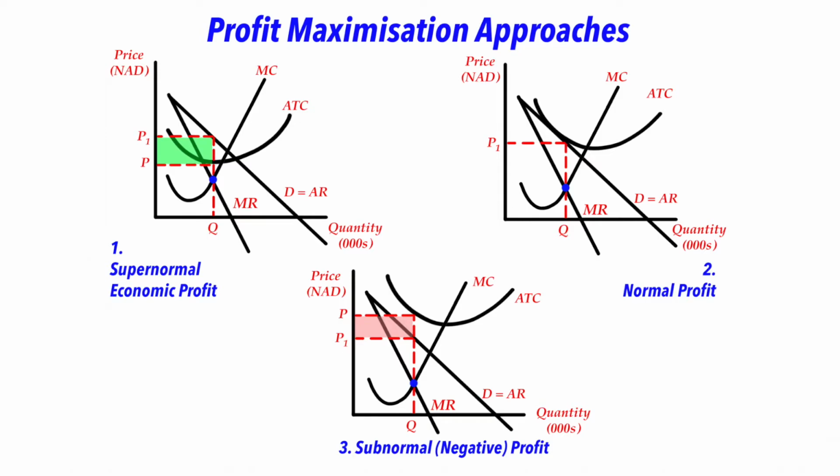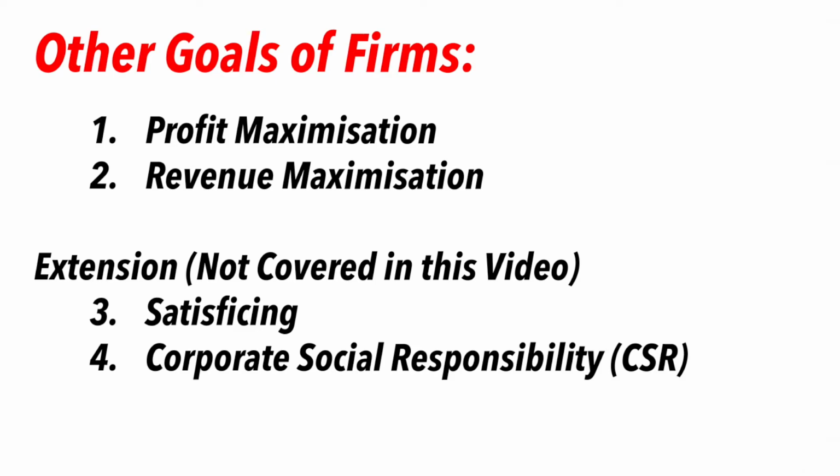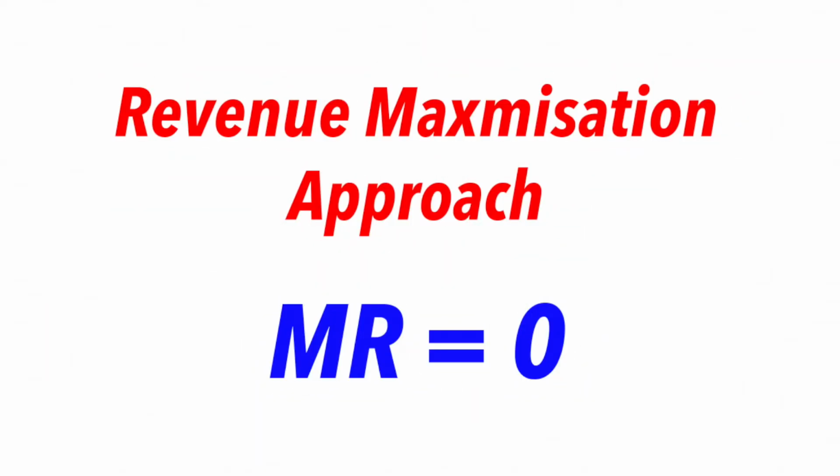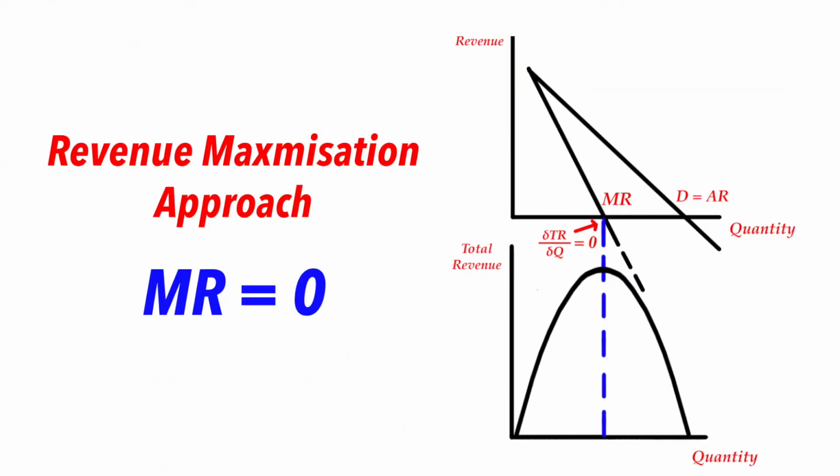However, as there are other goals of a firm, firms may decide to maximize their revenue instead of profit. This is given by the rule MR equals 0. By selling at a quantity where marginal revenue is equal to 0, the firm will operate at a point in which it maximizes total revenue. Why is this? It arises because marginal revenue is the derivative of total revenue. We've covered this in previous videos, and this means that as marginal revenue equals 0, total revenue will be at a maximum, and this is shown in this diagram. As a result, a firm can maximize its revenue.